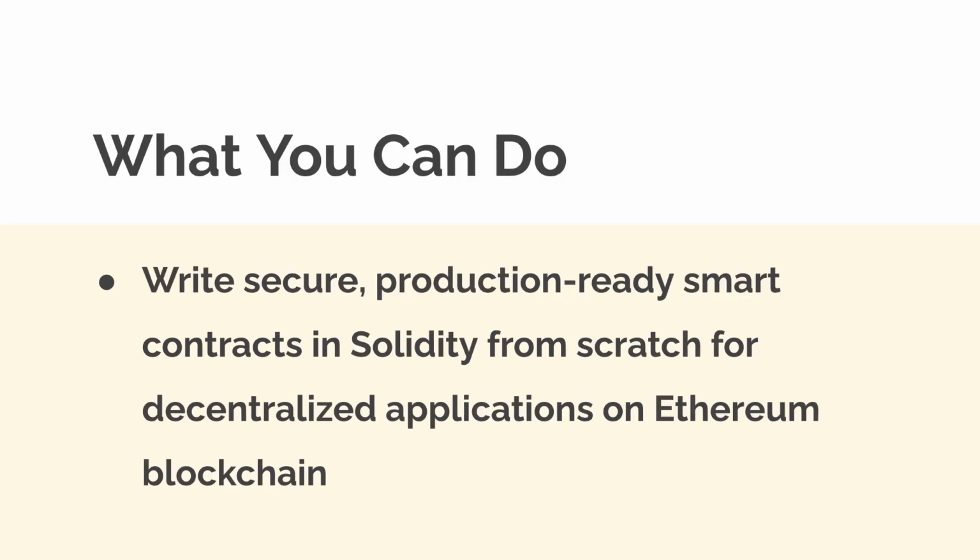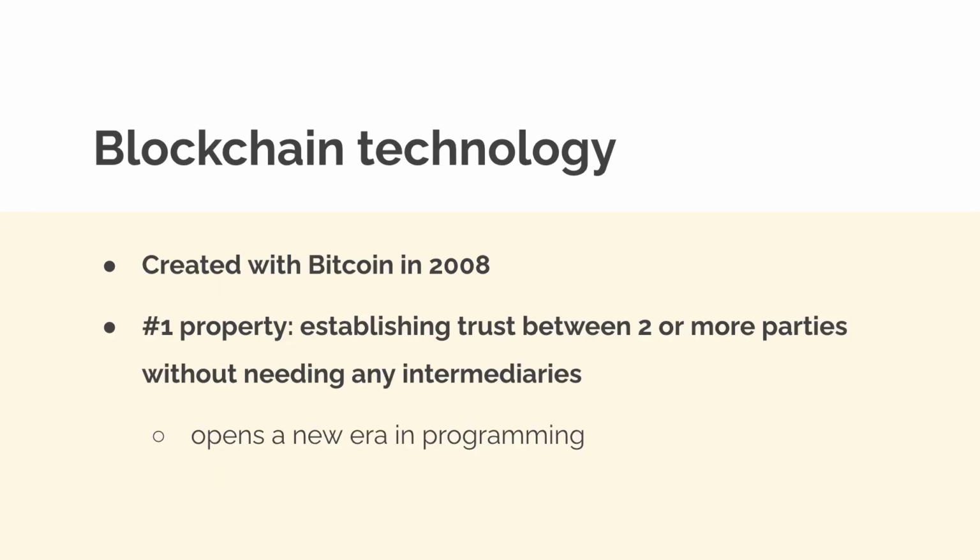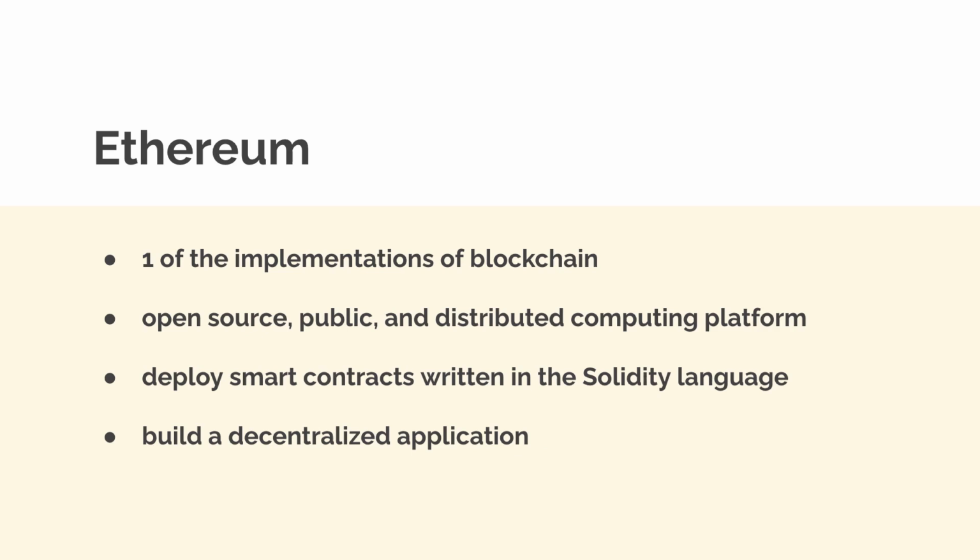What can you do with Solidity? Well, you can write secure, production-ready smart contracts from scratch for decentralized applications on the Ethereum blockchain. The blockchain technology was created with Bitcoin in 2008, and its number one priority is to establish trust between two or more parties without needing any intermediaries for transactions. And with Bitcoin and blockchain came a new era of programming.